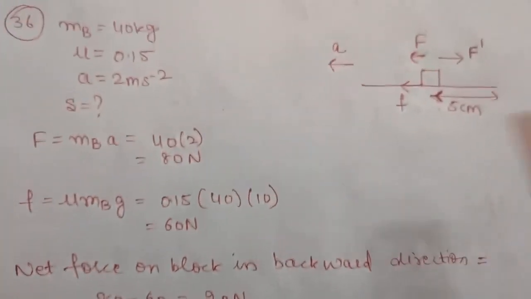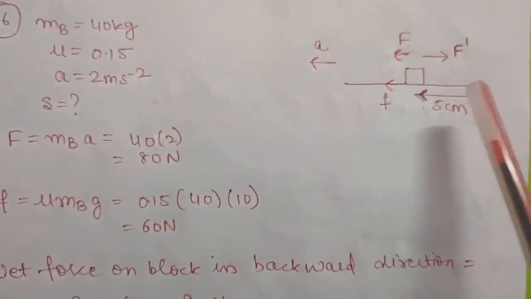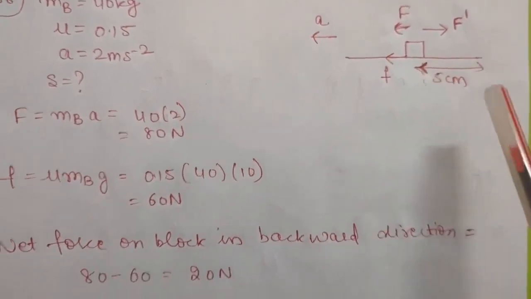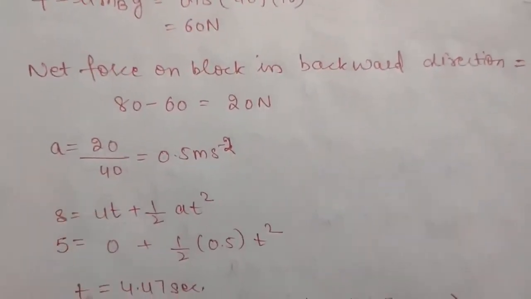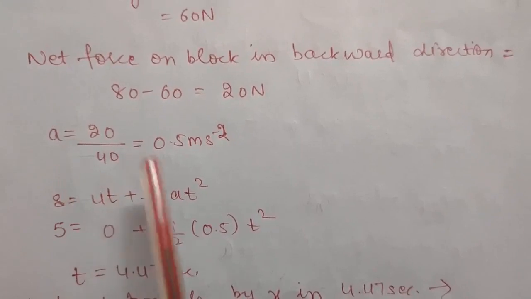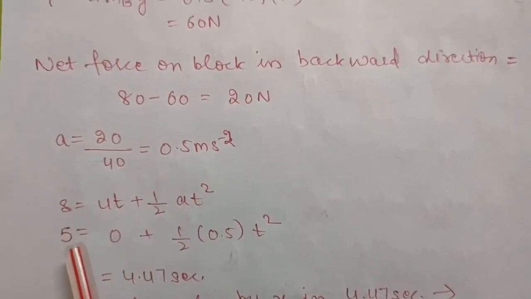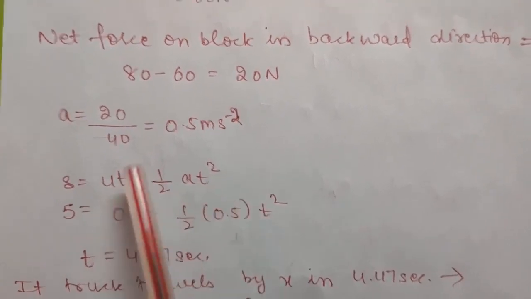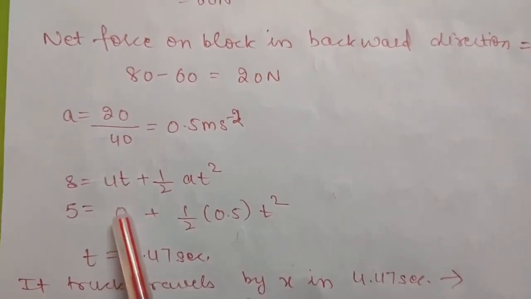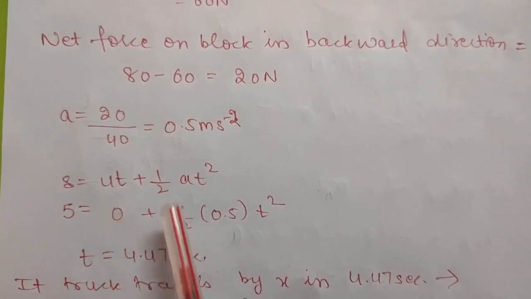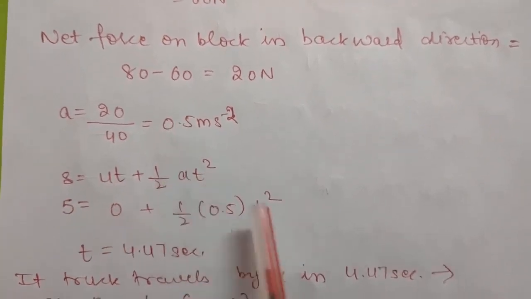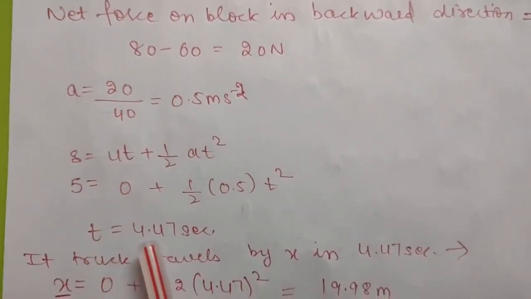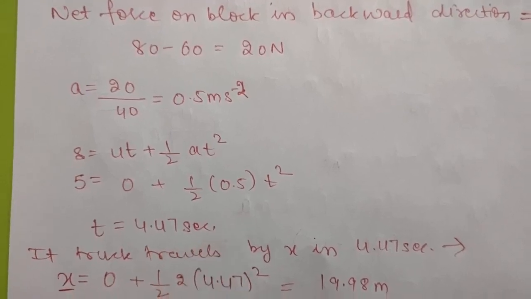So let us calculate the time required by the block to cover these 5 centimeters. You know the acceleration and you know the distance to be 5. So use this equation, s is equal to ut plus half at square. Initially the block is at rest, so this term will be 0. Distance is 5, half acceleration is 0.5 into t square. So from here time will come to be 4.47 seconds.